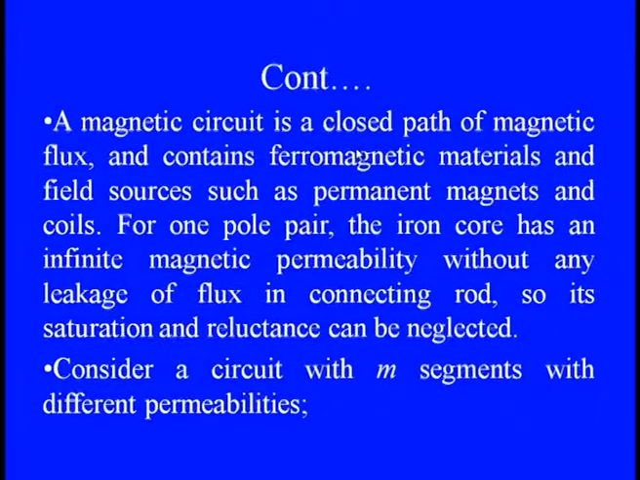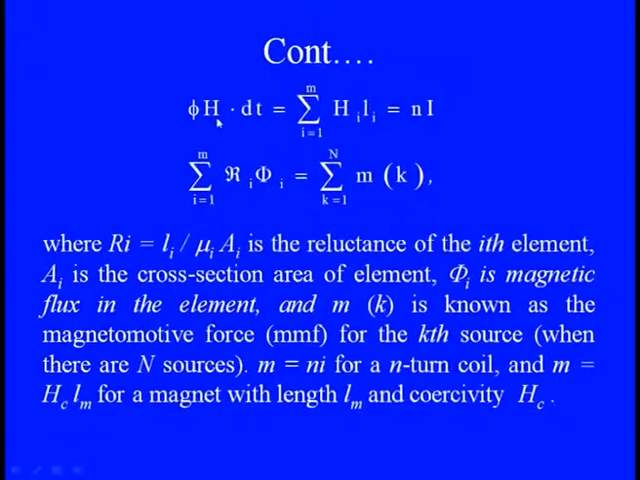When we are talking about this circuit, we can say there are M segments with different permeability. Then the flux generated, phi, into the magnetic field, the integral of H dt, equals the summation over the M segments of Hi Li, which equals N into I, where the reluctance Ri is equal to Li by mu i Ai. This is the reluctance of the ith element, and it depends on the cross-sectional area.